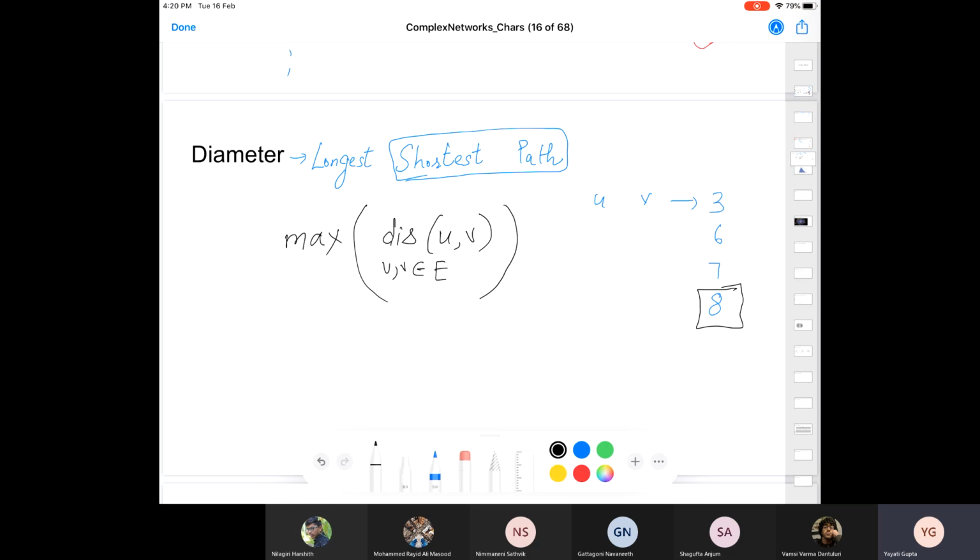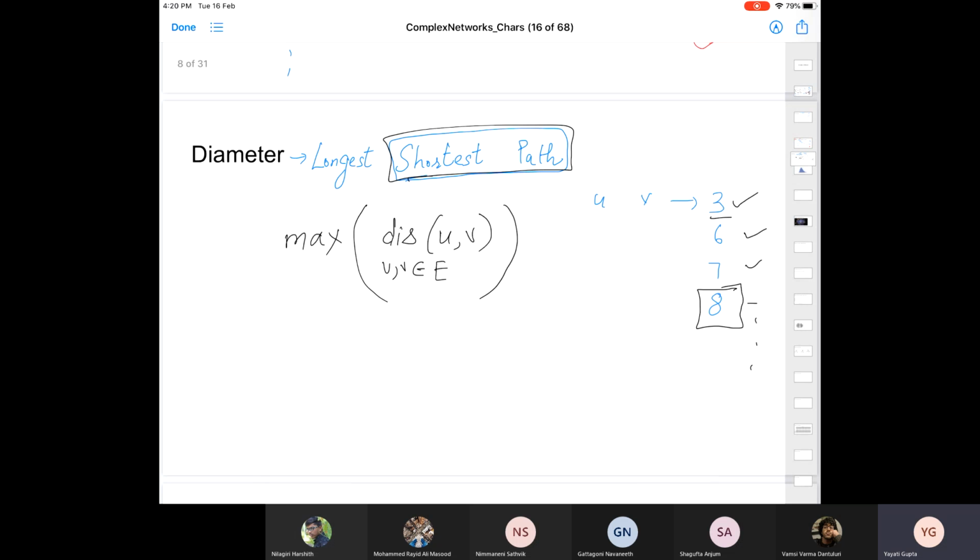That is our diameter. But what we are essentially doing when we figure out this average shortest path is a similar procedure. Instead of looking at the diameter, I figure out the shortest path between every pair of nodes. Same like this is 3, 6, 7, 8, and so on, and I take an average of this. So that tells me on average how connected the people in this network are.